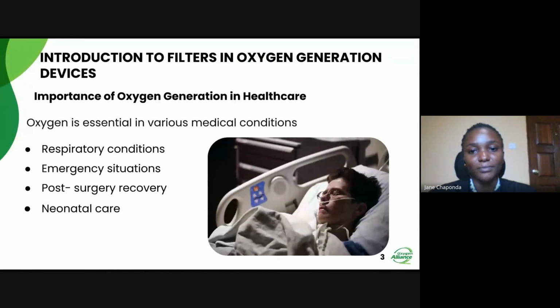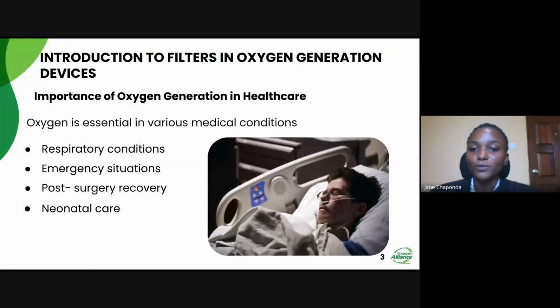So before we go into the specifics of filters that are used in oxygen generation devices, let's quickly highlight why oxygen generation is important in healthcare. Firstly, oxygen generation is essential for patients with respiratory conditions, such as pneumonia, asthma, and respiratory failure. Supplemental oxygen therapy helps to improve oxygen levels in the blood and enhance overall respiratory function. In addition, oxygen generation devices are also essential in emergencies like accidents and heart attacks. These devices ensure that hospitals and emergency rooms are well prepared in order to handle such critical moments.